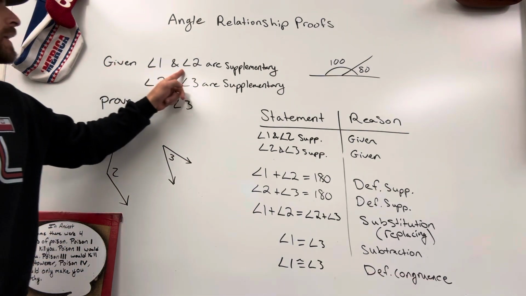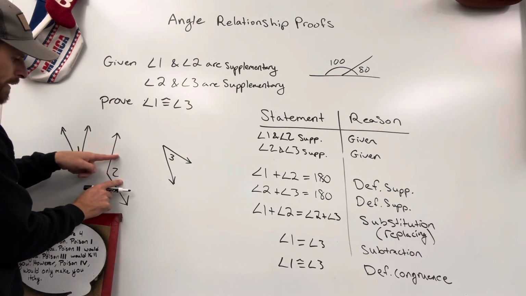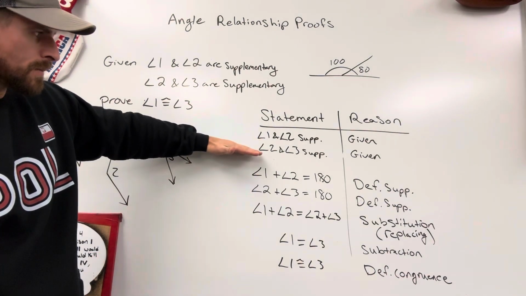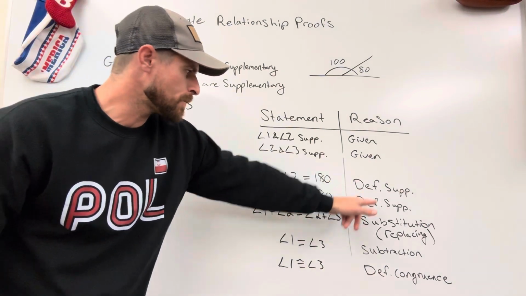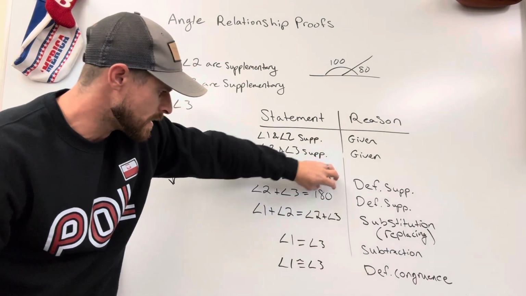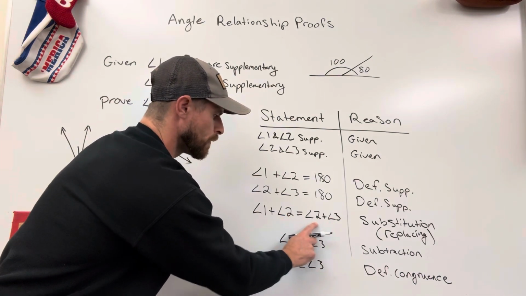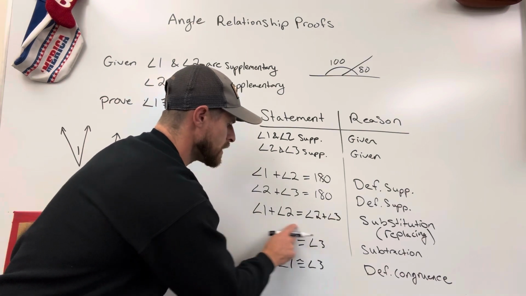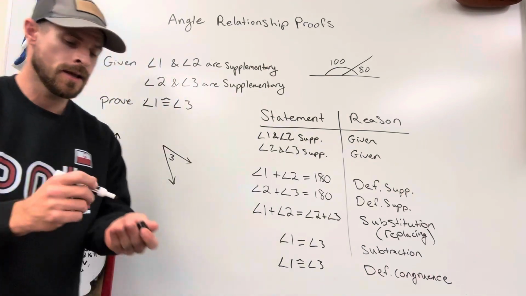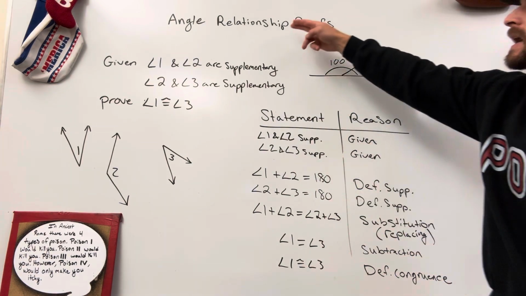We started by only knowing angle 1 and 2 were supplementary. These add up to 180, those add up to 180. Well, if this number stays the same, these also must be the same. How did we prove it? We were given some information. We used the definition of supplementary to show they have to equal 180 each. Then we took the 180 and replaced it with this information here, setting up an equation. We subtracted angle 2 from both sides, and it left me with angle 1 equal to angle 3. If two things are equal, they are also congruent. That is the definition of congruence. And you have now finished a two-column statement and reasoning proof for angle relationships.